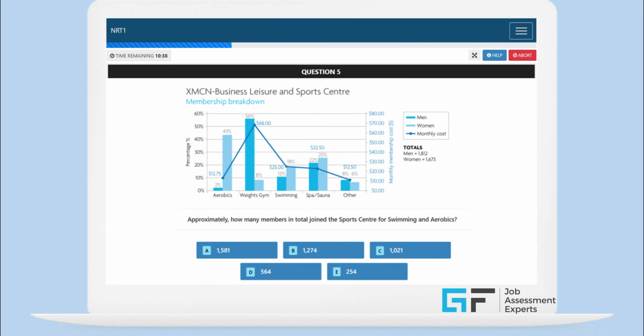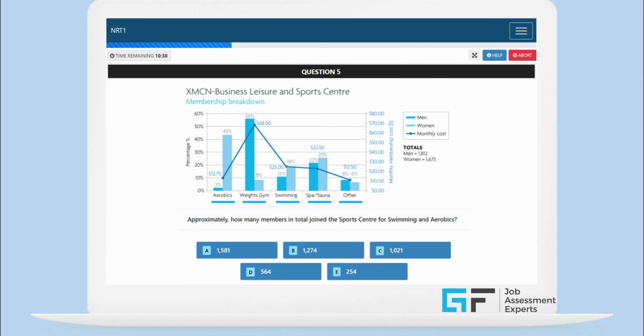The question asks, how many members in total joined the sports centre for swimming and aerobics? Let's take a look at the data that we have been given. The graph shows the different memberships available at a sports centre for various activities along with the monthly cost for these. For example, aerobics, weights, gym, etc.